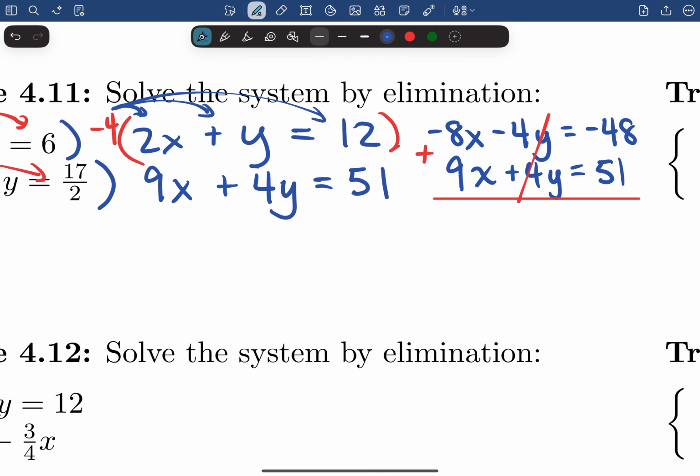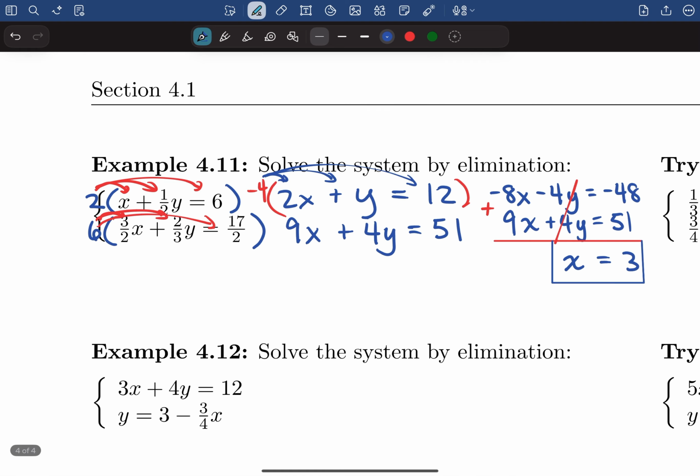We can do stacked addition to two different equations and get a new equation. Negative 8x plus 9x is 1x. And negative 48 plus 51 is 3. And so I have now found the solution, x equals 3.